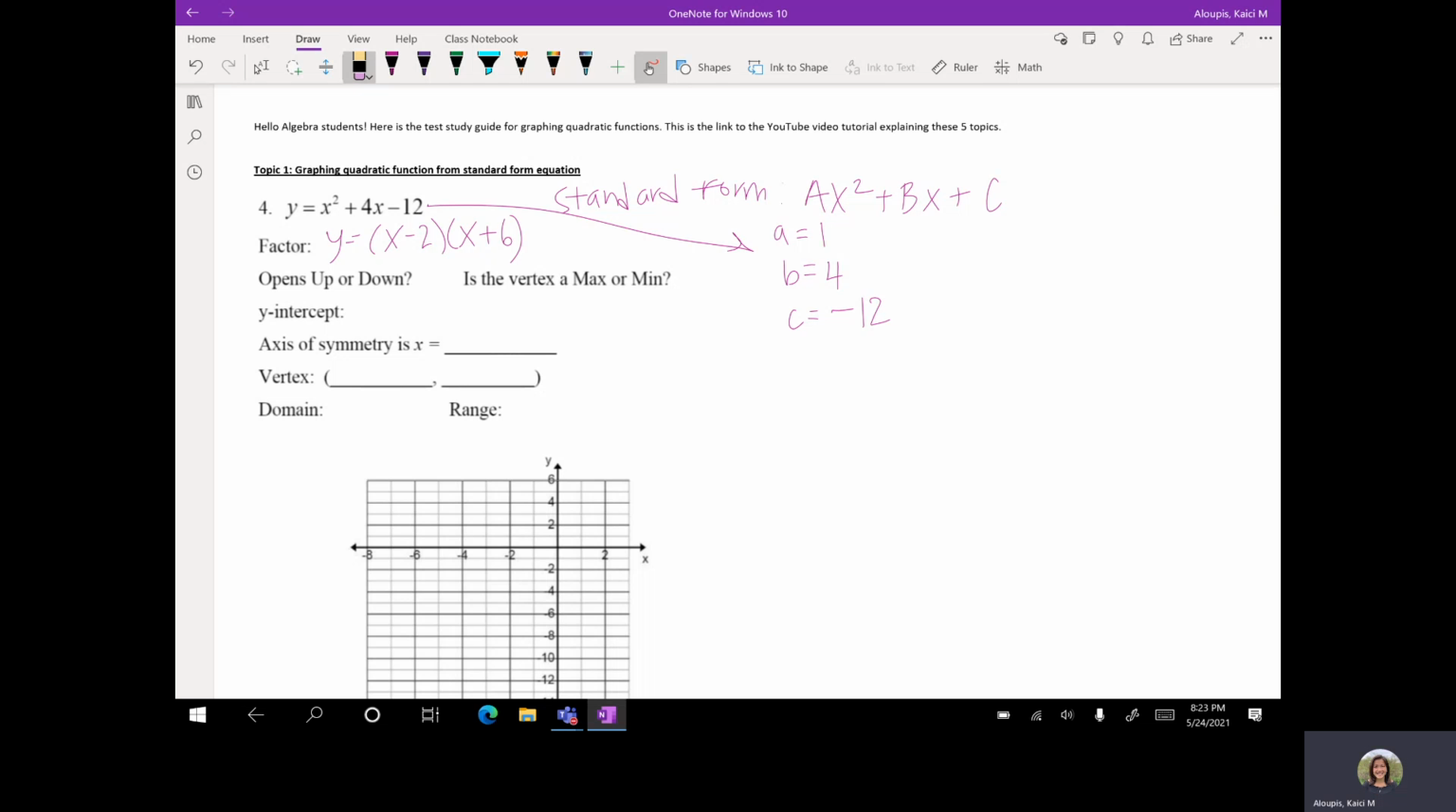Now it asks us, is this parabola, is our graph going to open up or down? The way we know if the parabola looks like a smiley face opening up, or if it's a downward face, a frowny face going down, is the leading coefficient.